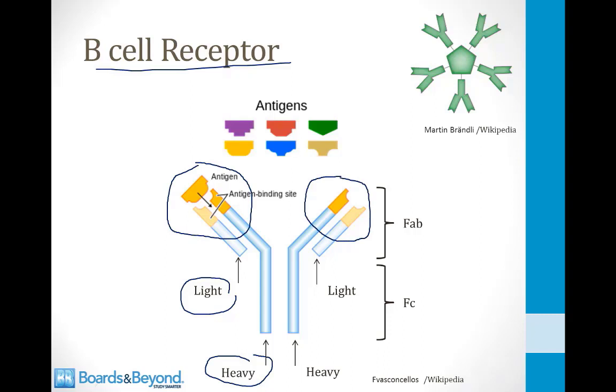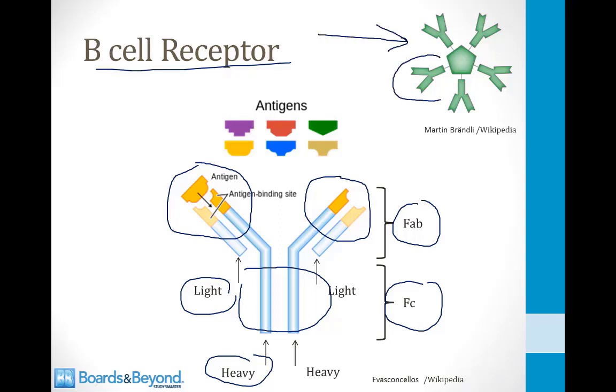We sometimes refer to this outer portion as the FAB portion, that stands for fragment antigen binding. And we sometimes refer to this inner portion made up of 2 heavy chains as the FC portion. If you think this structure of the B cell receptor looks familiar, you are correct. It looks like an antibody, and that's because B cell receptors are made up of IgM antibodies. This is an IgM antibody right here.